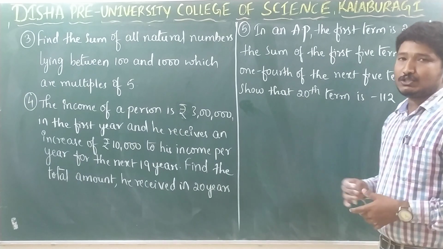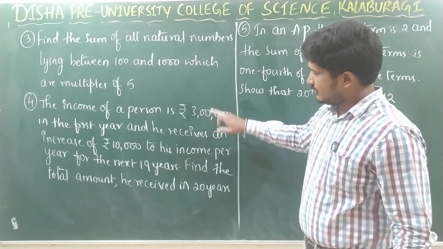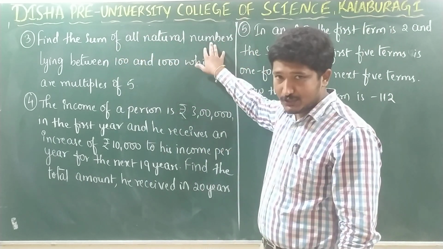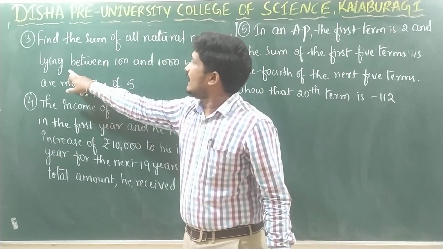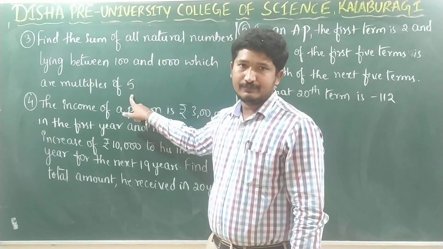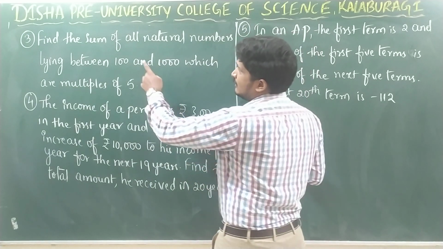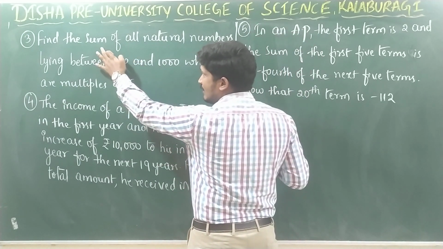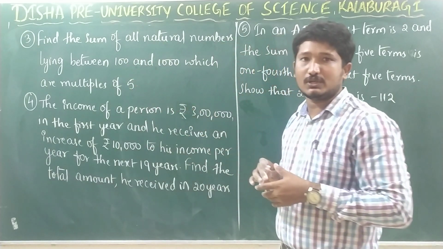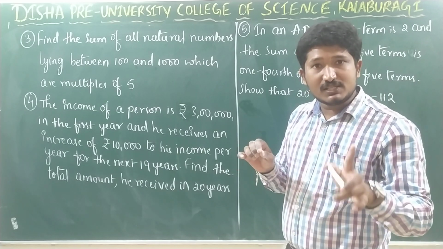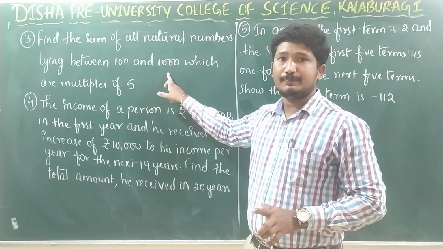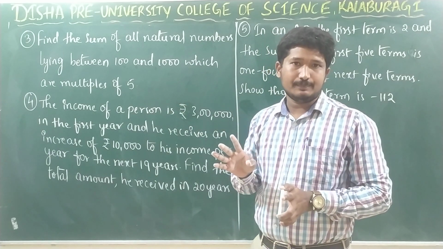Right. So the next problems. These two problems will be for your home assignment. That is, find the sum of all natural numbers lying between 100 and 1000 which are multiples of 5. See here, we have to find the sum of the natural numbers which lie between 100 and 1000. We have to consider the natural numbers which are between 100 and 1000, but not 100 and 1000.